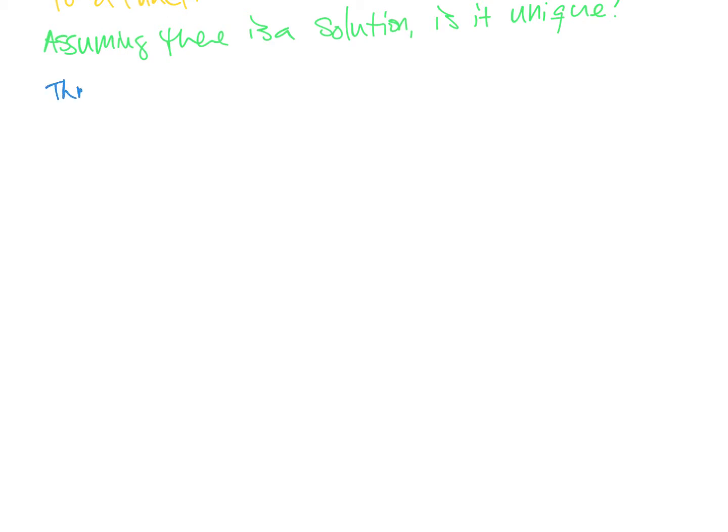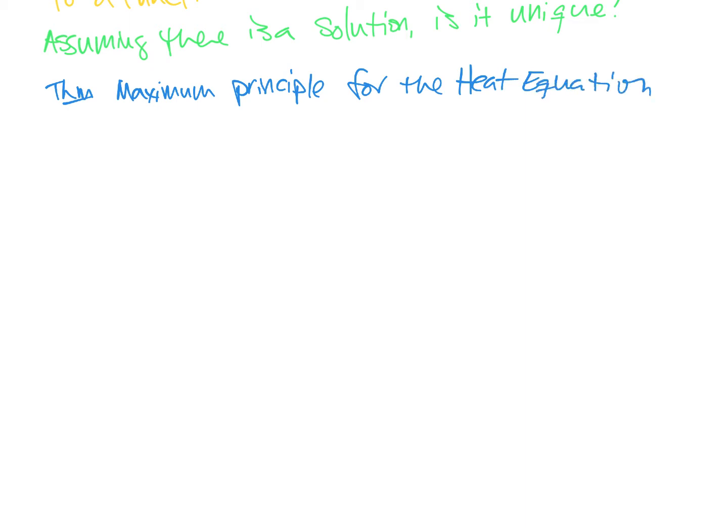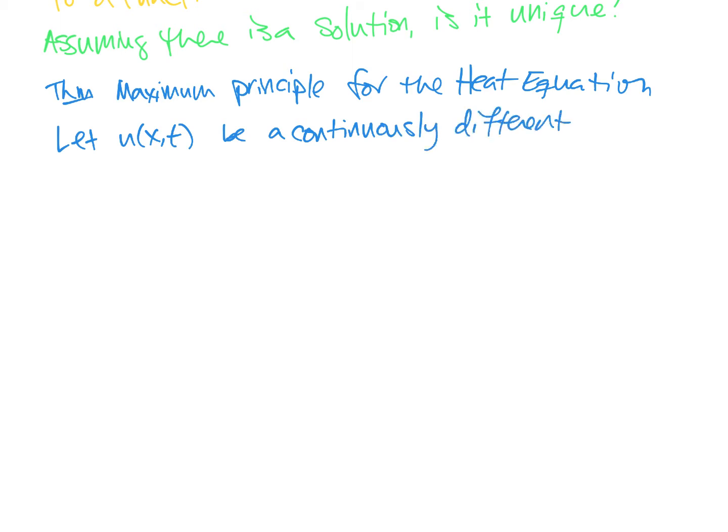called the maximum principle for the heat equation. So let's let U be a solution to our heat equation. So let U be a continuously differentiable function, which satisfies the heat equation.